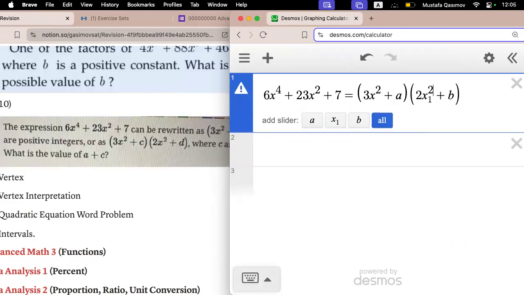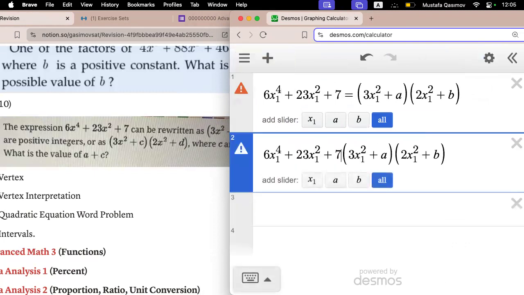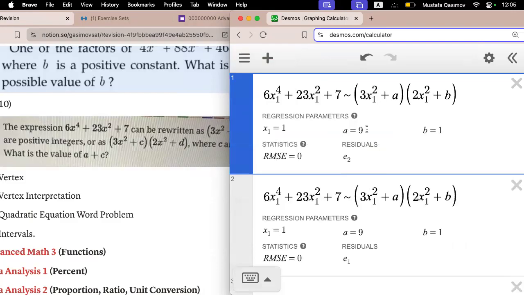First, let's write here x1, x1, x1 and x1. Then press that one and copy it. Wave. Then wave and wave.